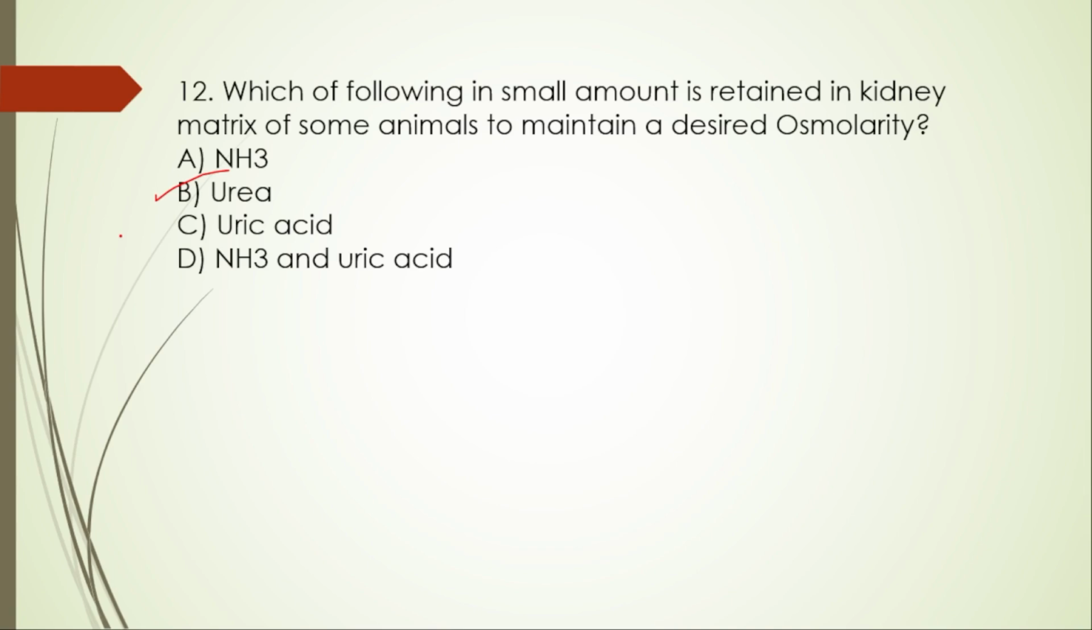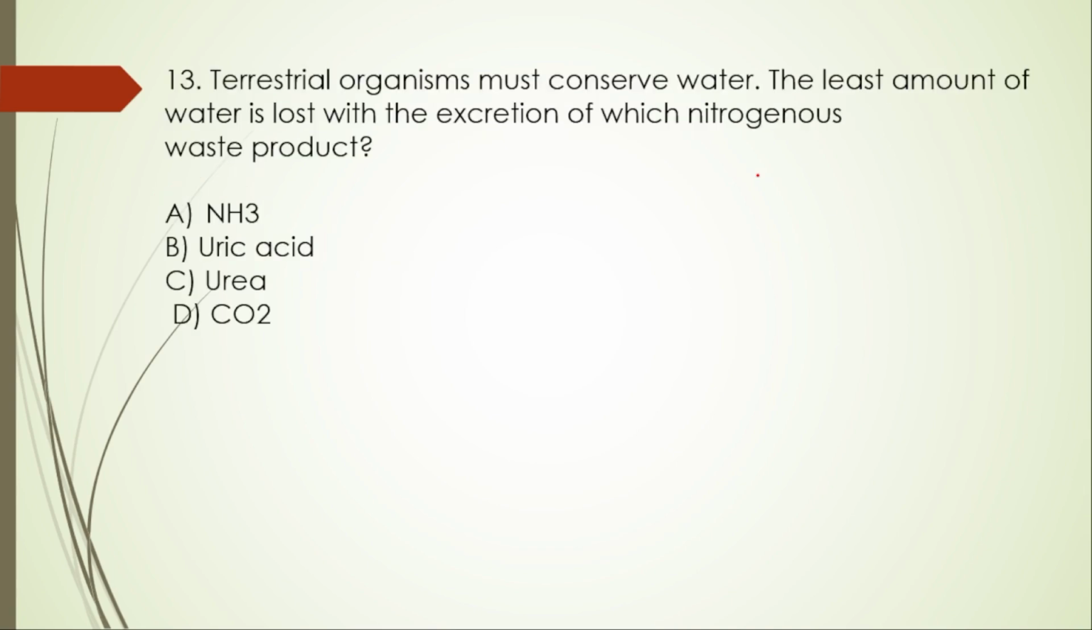By keeping the urea level slightly elevated, they prevent excessive water loss to the salty seawater. You people know already, seawater will be too salty around them. To cope with the salty water around them, they are adapted by retaining some amount of urea in the kidney matrix. Next, 13th one.